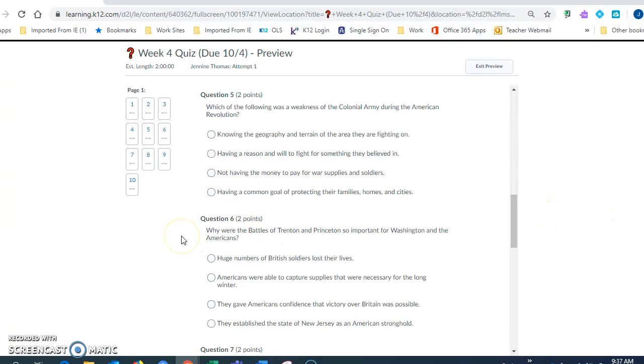Question 6. Why were the battles of Trenton and Princeton so important for Washington and the Americans? Huge numbers of British soldiers lost their lives. Americans were able to capture supplies that were necessary for the long winter. They gave Americans confidence that victory over Britain was possible. They established the state of New Jersey as an American stronghold.